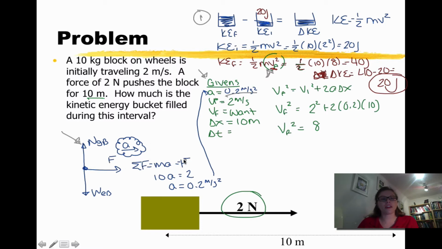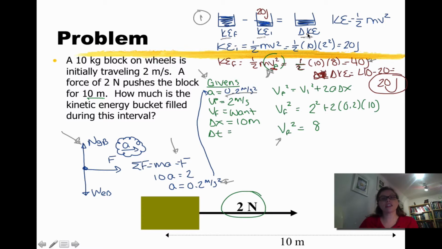We wrote our F net equation right here. We solved for our acceleration. We went back up here, plugged in the acceleration, solved for our final velocity, and then we went back here and went to the original problem of needing the final velocity. We put that in. We got our final kinetic energy, and then we were finally able to go way back to the beginning and do our final kinetic energy minus our initial kinetic energy equals our change in kinetic energy.